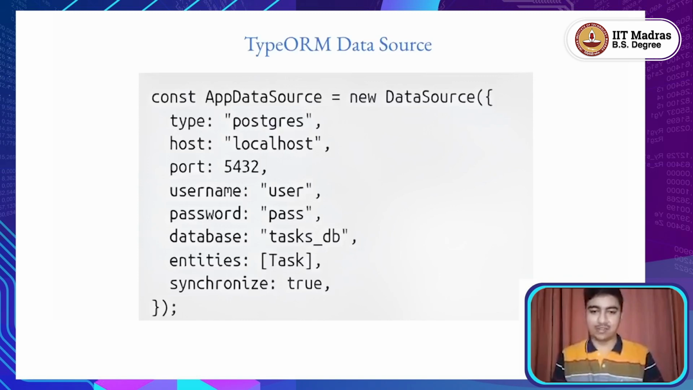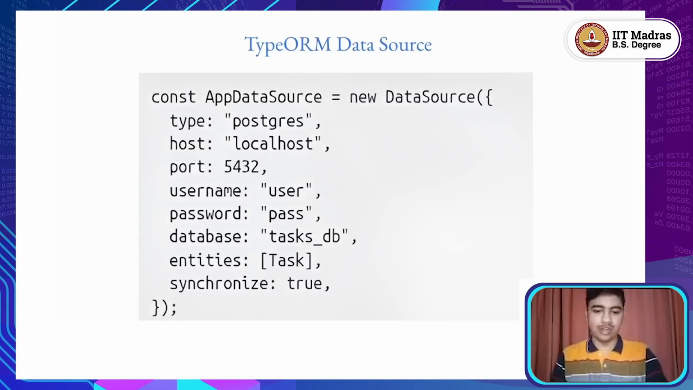To connect to a database, we need to create a data source object and initialize it. This replaces the older createConnection approach. A sample data source configuration is already given in this slide. And once defined, we need to call the initialize method on this data source, whatever the name of your data source is. For example, here it is AppDataSource. You need to call it in your entry file, which is probably going to be index.ts in most projects, at the time of starting the ExpressJS server.